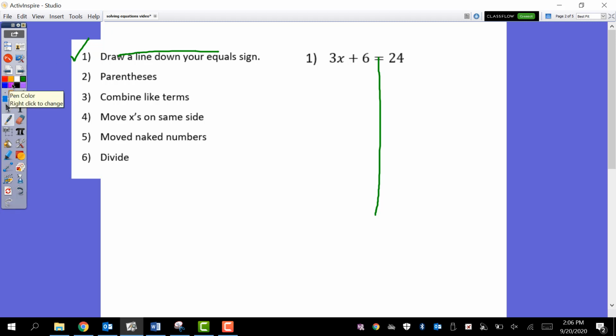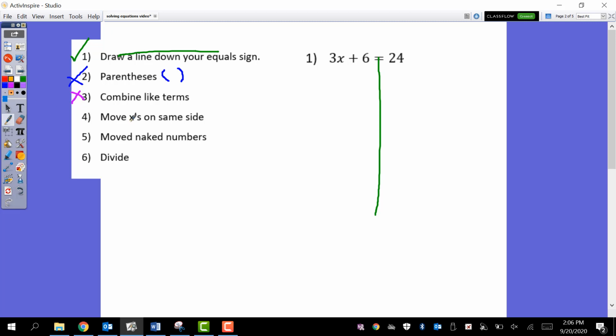Next step, I am checking for parentheses. So if I look in my equation, I don't see any parentheses. They're the things that look like this. Parentheses, those are ugly, but parentheses, they're not there. Not doing it. Next thing, I'm checking for combined like terms. So I'm checking on this left side. Can I add 3x plus 6? No, I cannot, because this has an x and this is just a number. So they don't go together. On the right side, I'm looking, can I add something together? No, because there's only one number. So we're not combining like terms in this one either.